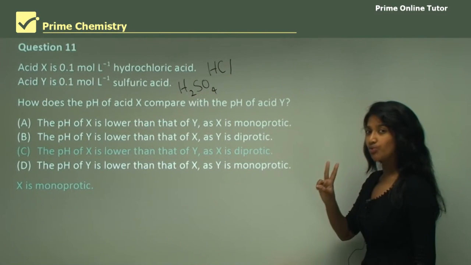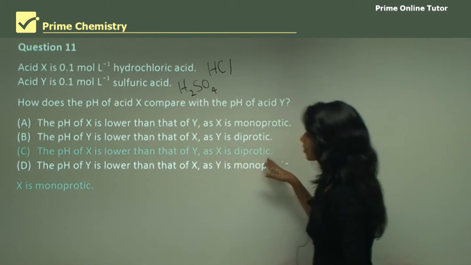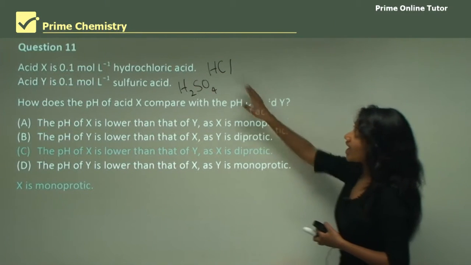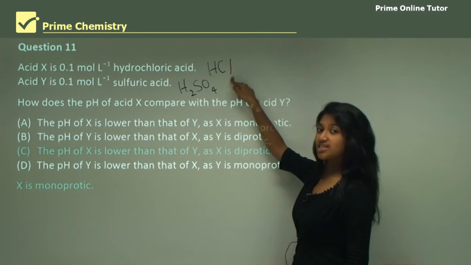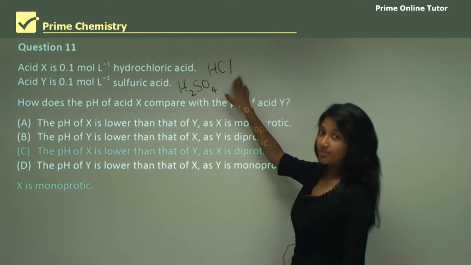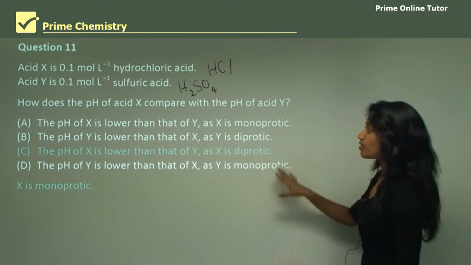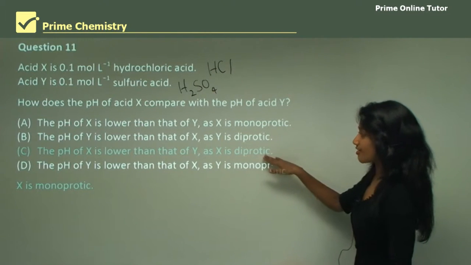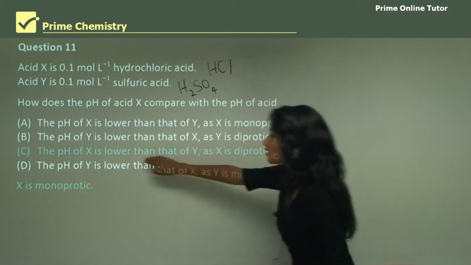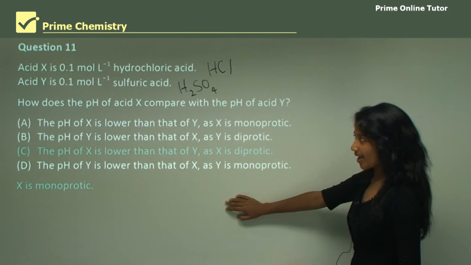Now this has two wrong statements. One is that X is diprotic. X is not diprotic, as HCl is not a diprotic acid, it's a monoprotic acid with one H that it can donate. So this part is incorrect. Let's look at this part, lower than the pH of Y.